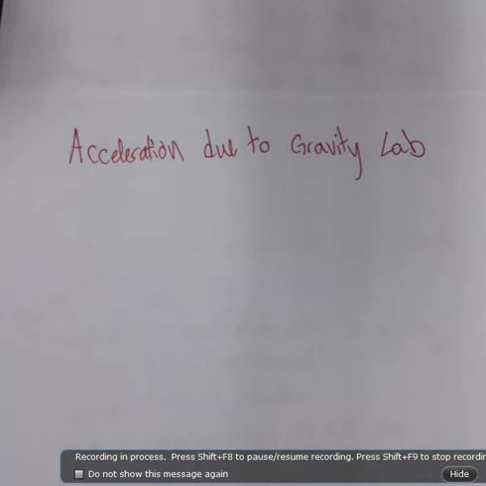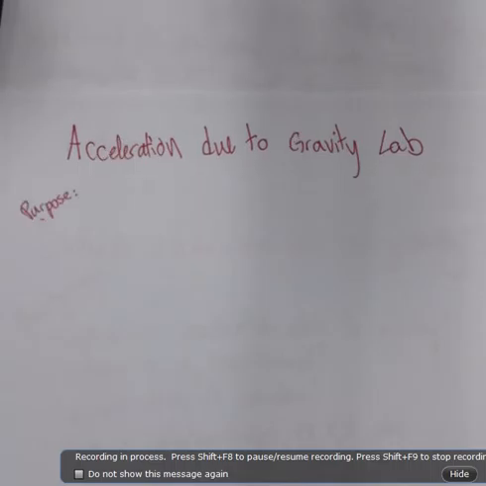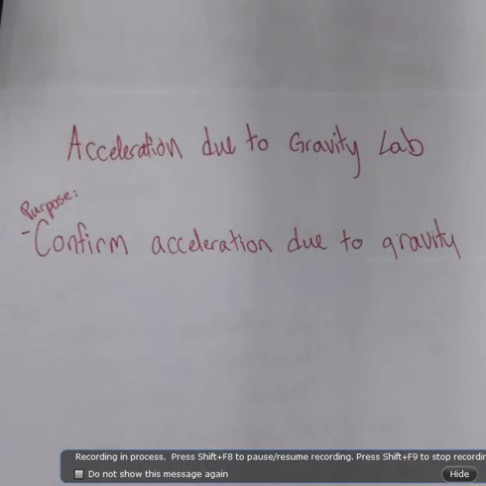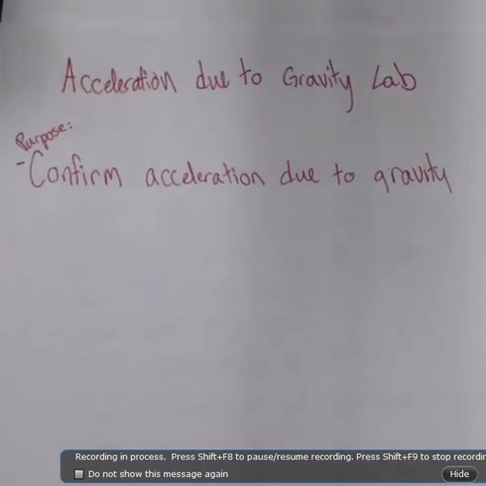So remember, the whole reason that you're doing this lab is to confirm acceleration due to gravity. Right? That means that every single thing that you do in this lab should be to this one end. This is the reason that you're doing it. You want to confirm acceleration due to gravity. There's literally numerous ways. I can't even count how many ways you can confirm acceleration due to gravity. And you're just choosing one of those ways to make it happen.